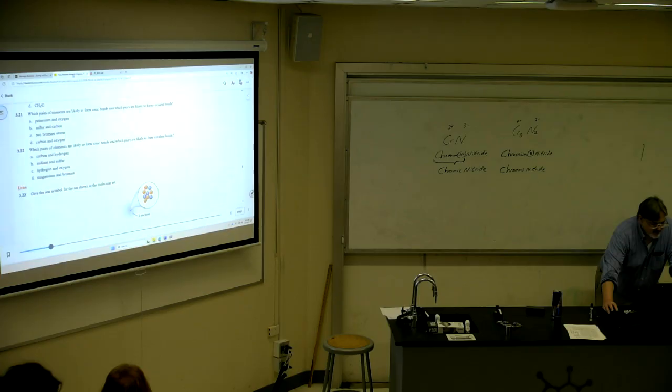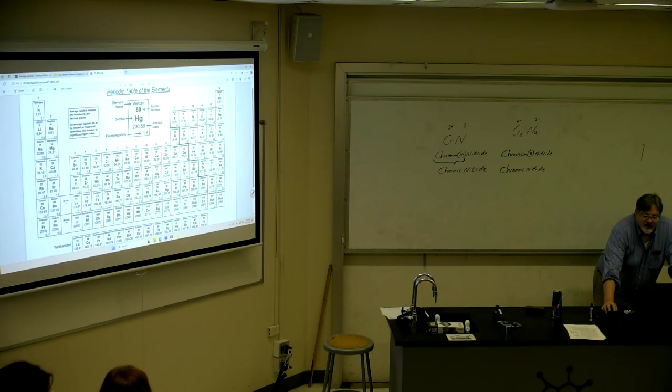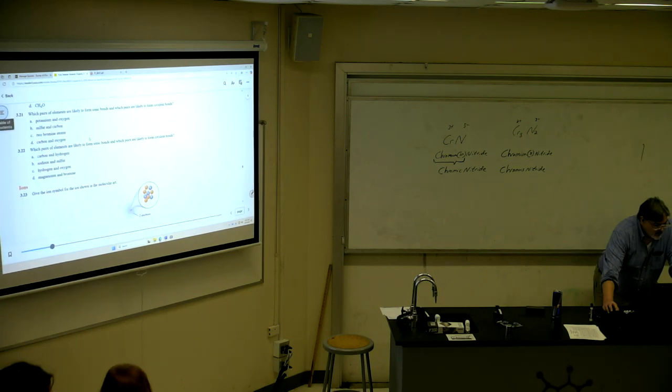Potassium. Here's potassium. What was it? Potassium and what? Potassium and oxygen. So here's potassium, here's oxygen. Is that going to make ionic or covalent? It'd be ionic because it's a metal and a non-metal.